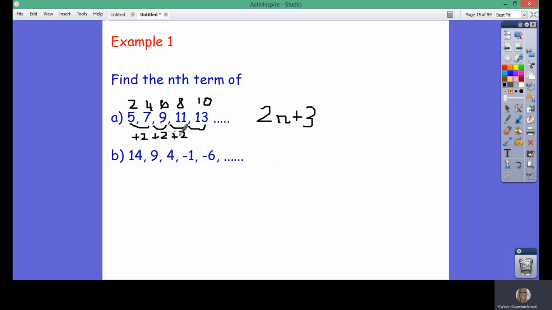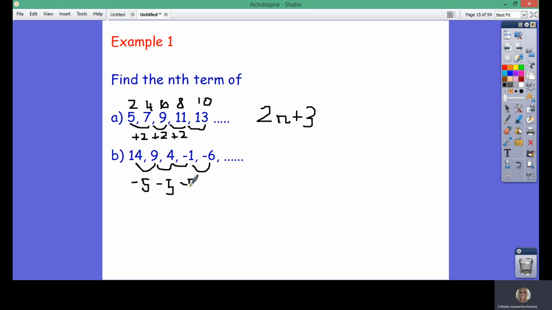2n because I go up in 2s, add 3 because I have to go from the 2 times table to 5, which is adding 3. Right, have a look at the next one then. This one, if you notice, it's still a linear sequence. However, it is decreasing. So every time we are subtracting 5 to get to the next number.